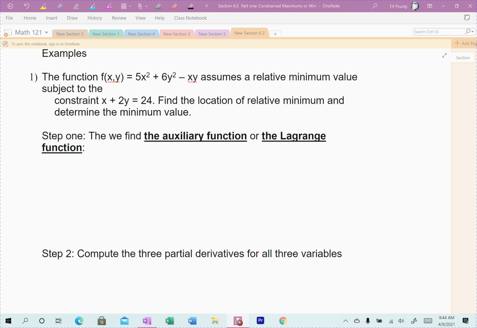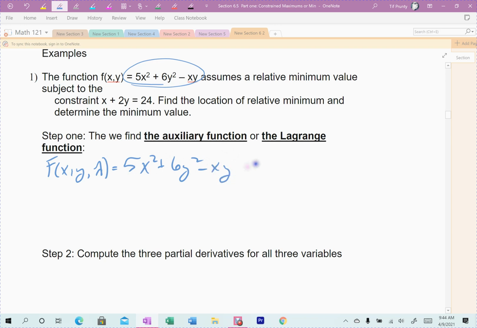Alright, so the first thing is to set up my Lagrange function. The first thing in the Lagrange function is to write my original exactly as is. And then it's minus the Lagrange variable times the constraint, but you had to set that equal to 0, so it's x plus 2y minus 24, I don't know why I wrote 25, equals 0. And so it's the part where we set it equal to 0.